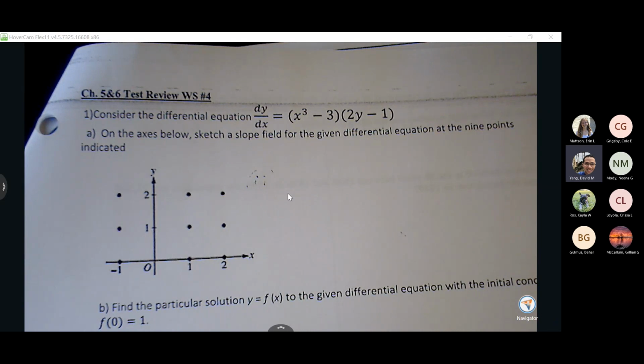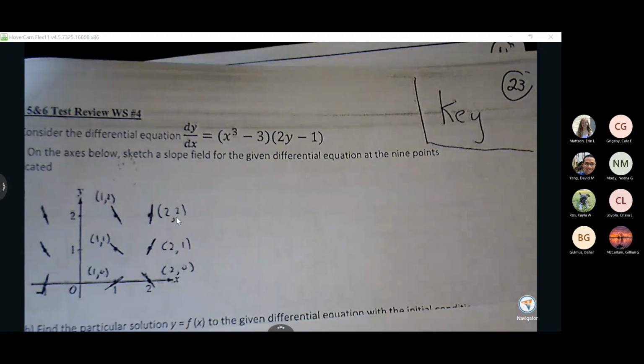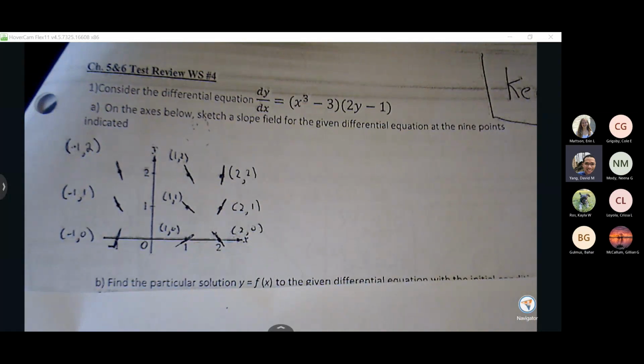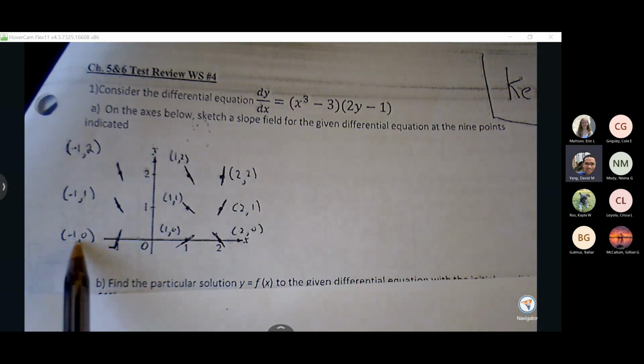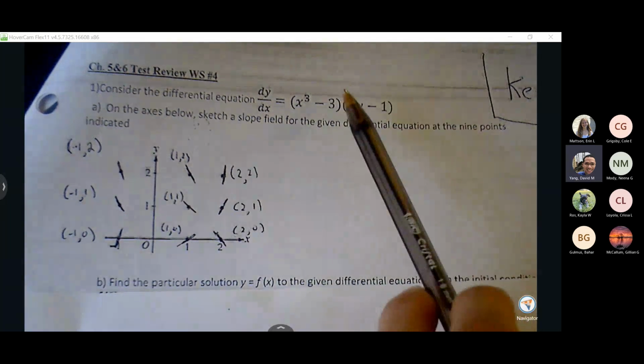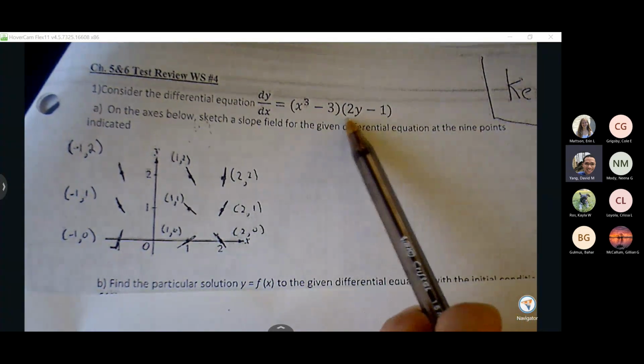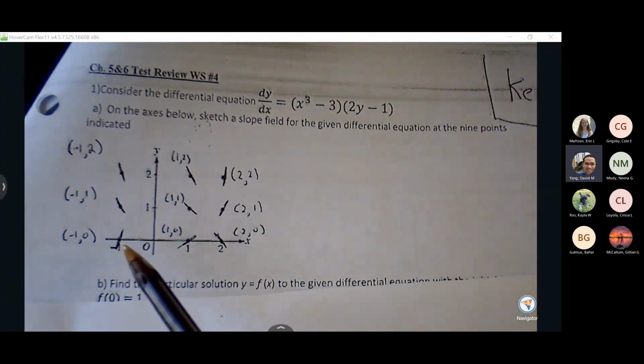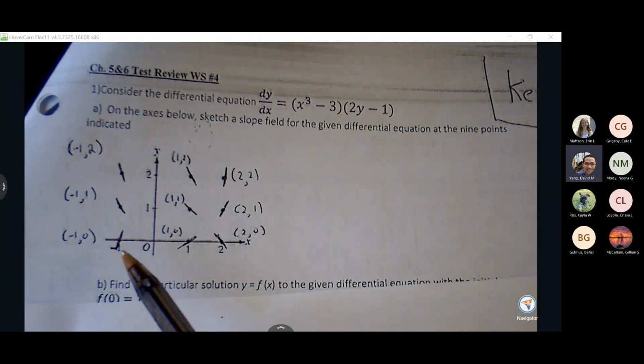All right, starting with number one. Okay, so creating the slope field, all we're doing is identifying the ordered pairs. So I have 9 ordered pairs here. Taking each of them, inserting into the derivative equation, into your differential equation, getting a number in return and representing those with either positive slope, 0 slope, negative slope, or slope undefined.